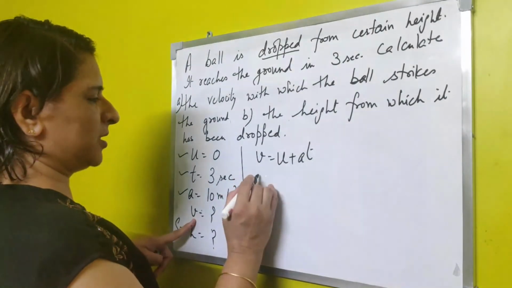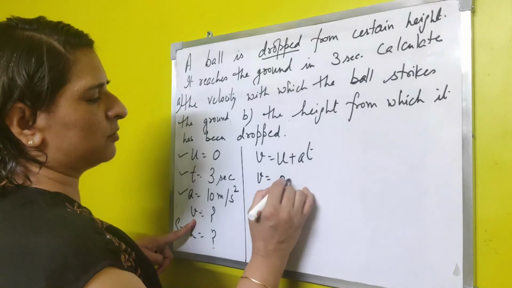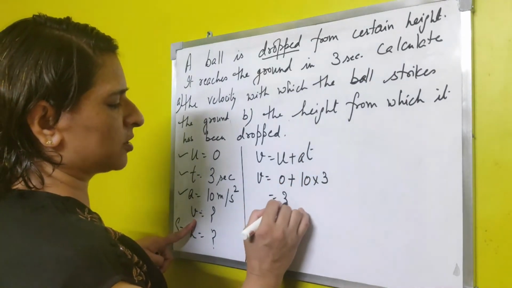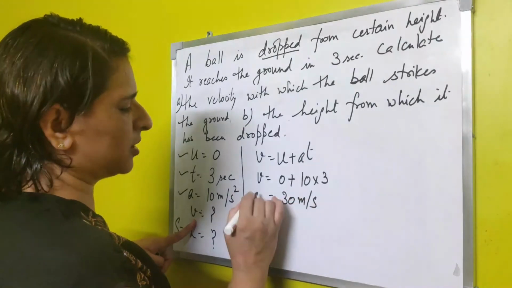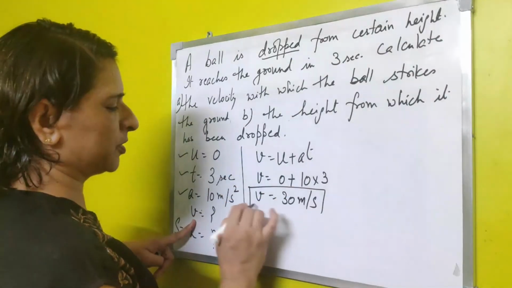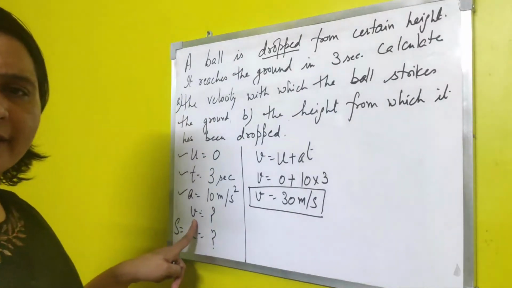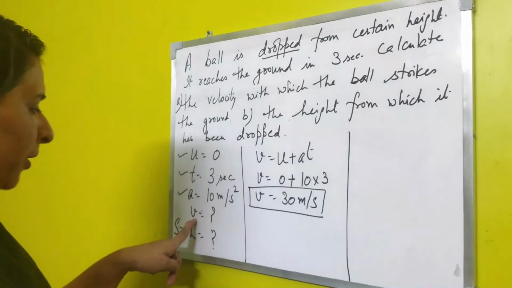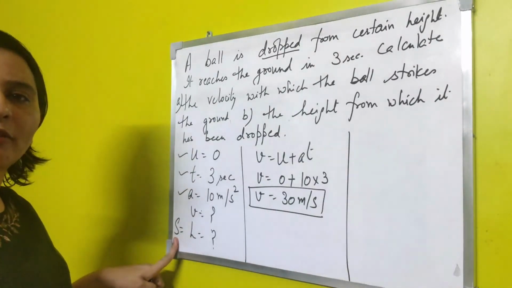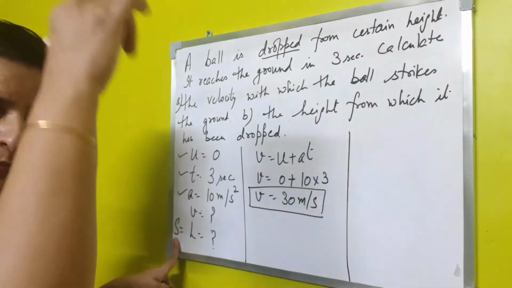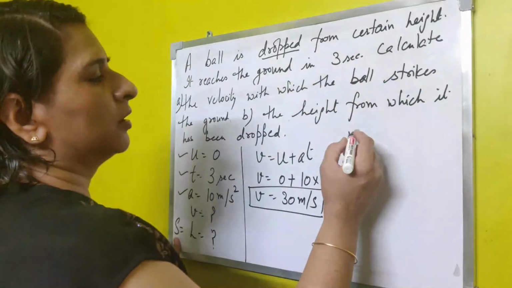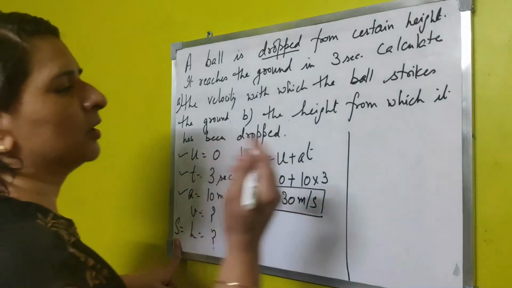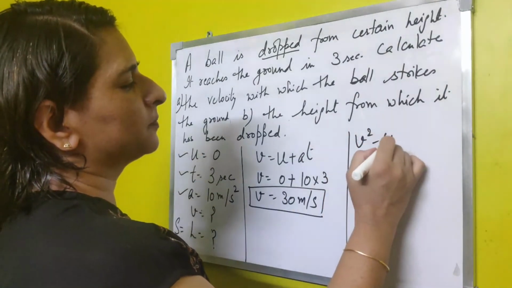V is u plus at, velocity with which it strikes the ground, 0 plus 10 into 3, since it reaches the ground in 3 seconds. So velocity with which it strikes the ground is 30 meter per second. It strikes the ground with a velocity of 30 meter per second. Now, we need to find out the distance, the height from which it has been dropped. So, we can make use of again the second equation or the third equation. Both can help us. Now, let us use the third equation.